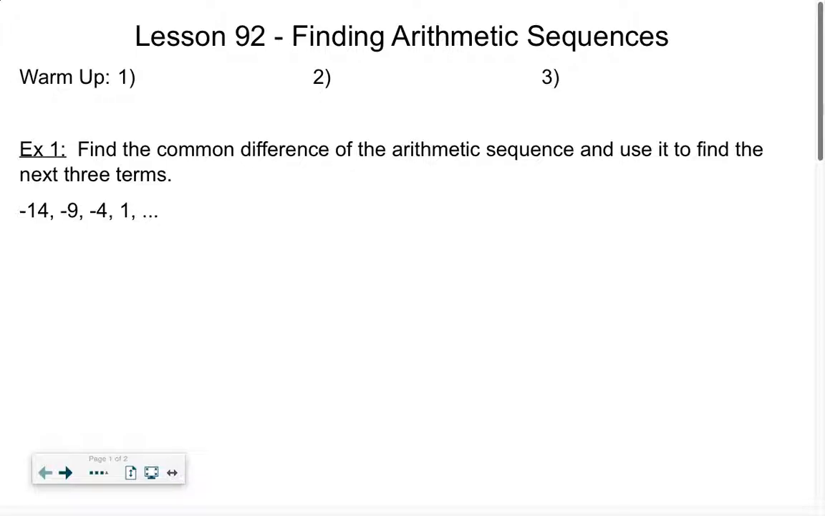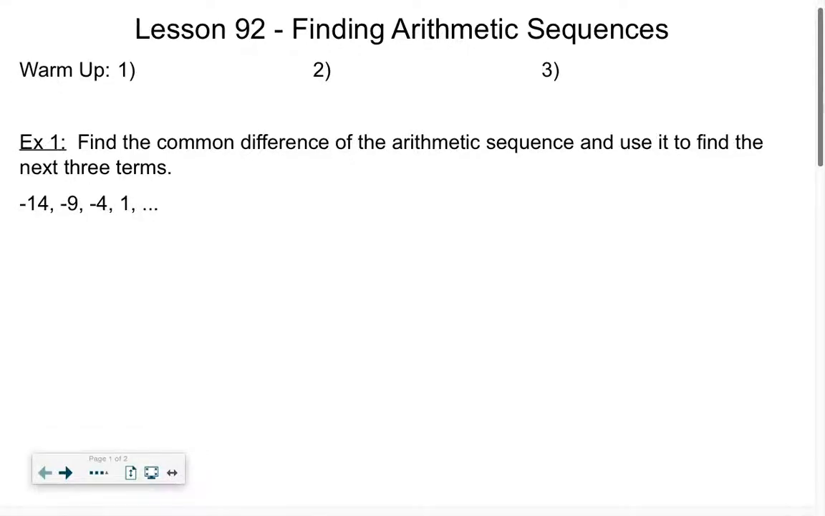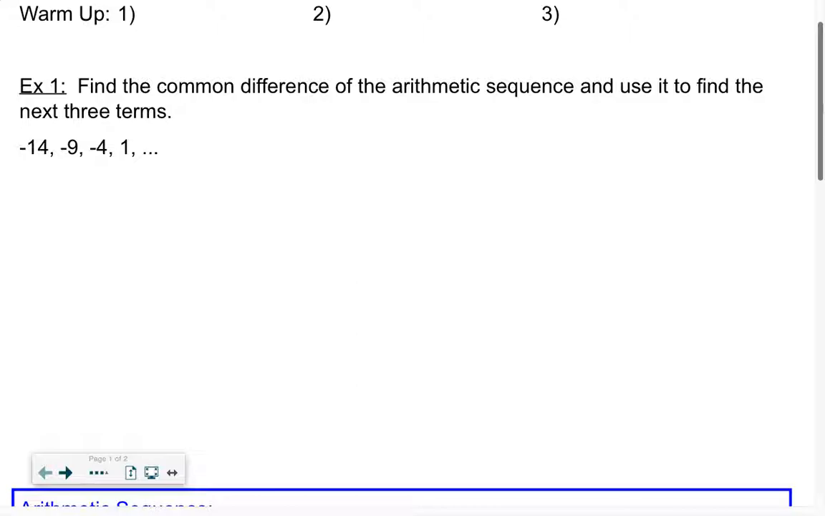But arithmetic sequences, we deal with this thing called the common difference. They want us to identify the common difference and then use it to find the next three terms. Common difference, you can go CD, that's good enough for me. Lowercase d is the variable that we're going to use in the formula here in a little bit. But what's our common difference here with this one? Yeah, -14, -9, -4, 1.